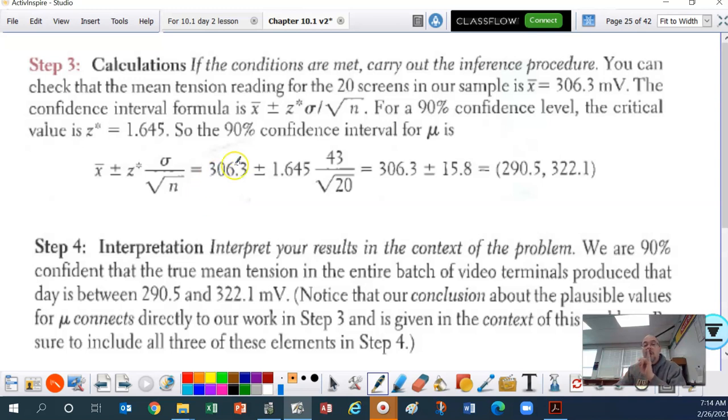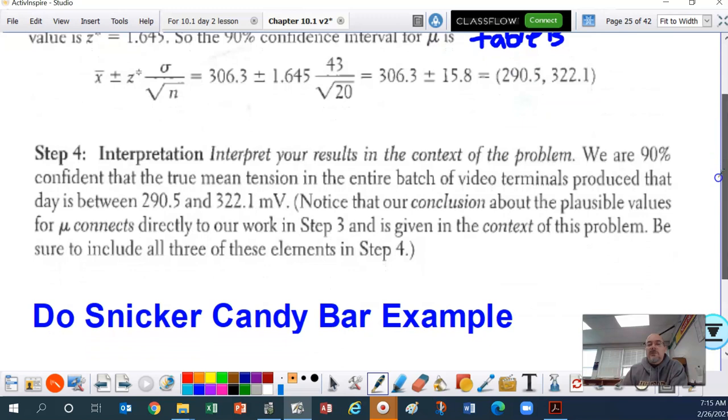Remember what I said earlier: you've got to recognize your formula. Your x-bar is your estimate, and then plus or minus your z-star. That's from the 90% confidence interval, and remember that comes from table B. At the bottom, that's where that 1.645 comes from. 43 is the standard deviation, divided by the square root of 20. And then your conclusion, ladies and gentlemen.